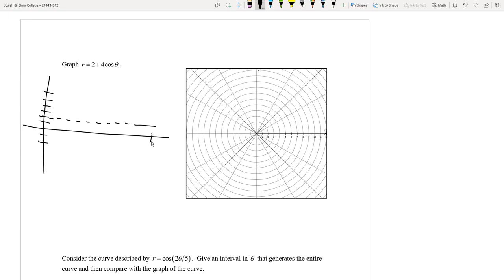So we've got cosine of theta. Again, there's nothing changing the period. So we'll go ahead and use the standard intervals. With the cosine, you start at the top, hit the midline, bottom, midline, top. So there's our graph. And let's talk about what happens. When theta is 0, r looks like 6. Right, r is going to decrease to, at pi halves, r is 2.